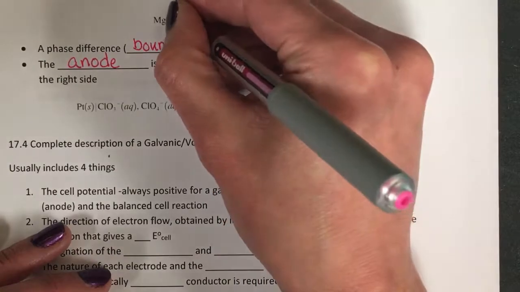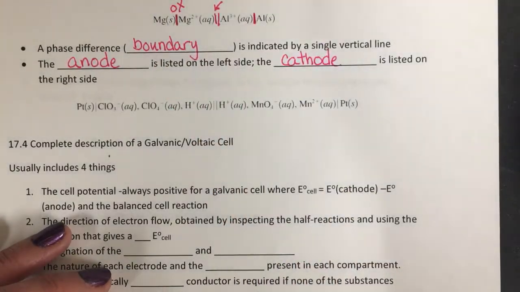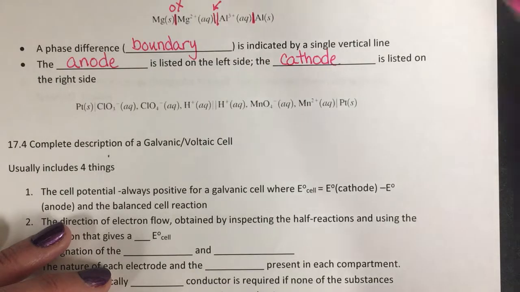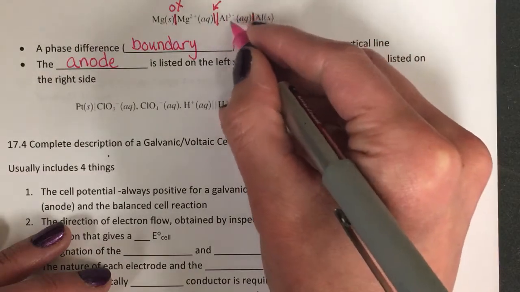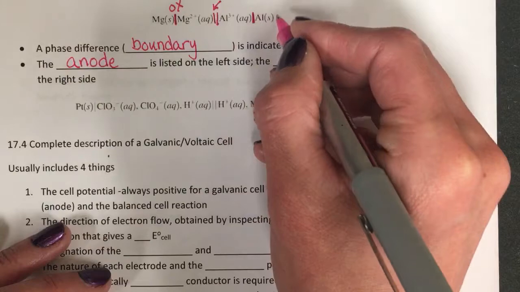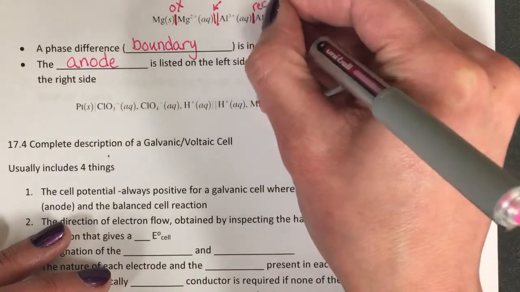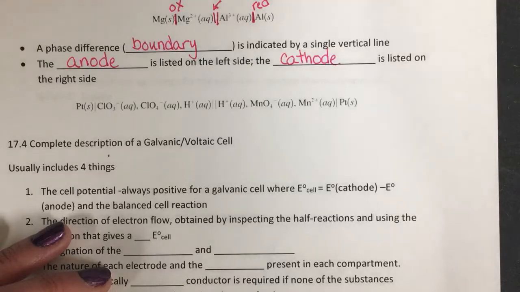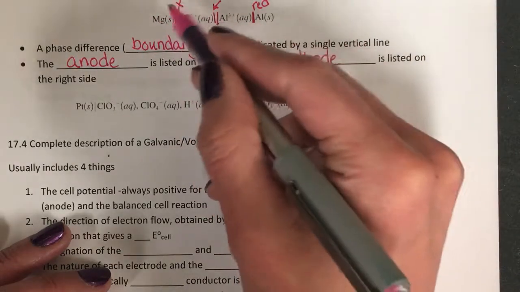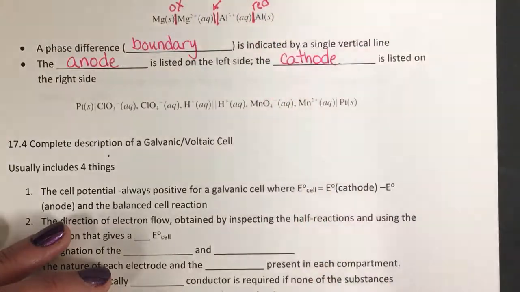It lost 2 electrons. It was oxidized. It's my anode. Aluminum is going from a 3+ to a solid. It's gaining 3 electrons. It's being reduced. It is my cathode. Okay? So anode on the left, cathode on the right.